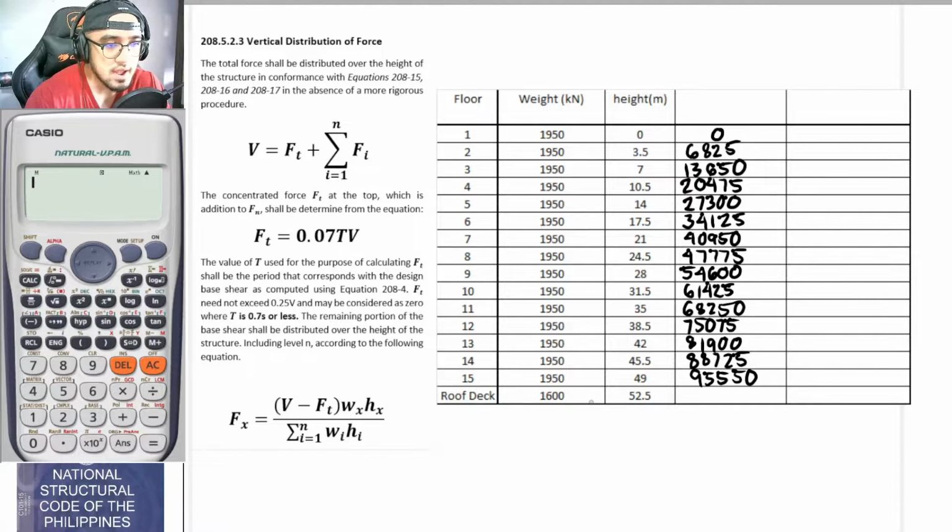Then for the final level, I will be multiplying 52.5 and 1,600. So 1,600 times 52.5. So that is 8,400. I mean 84,000 I should say. So I will be getting the total of this. So as to why, because that is actually needed.